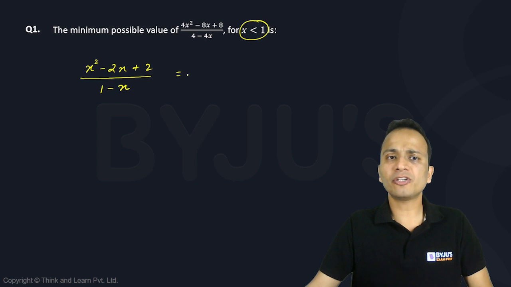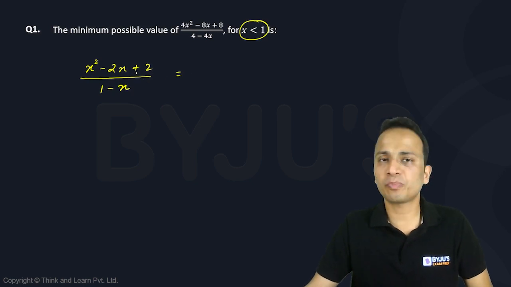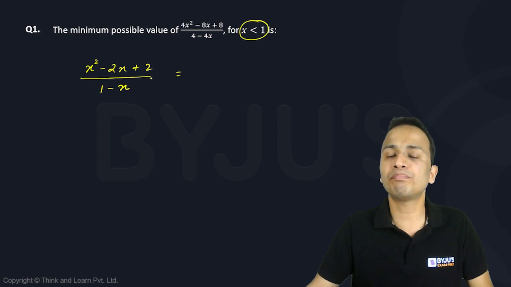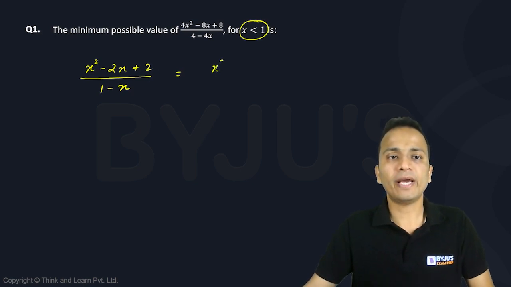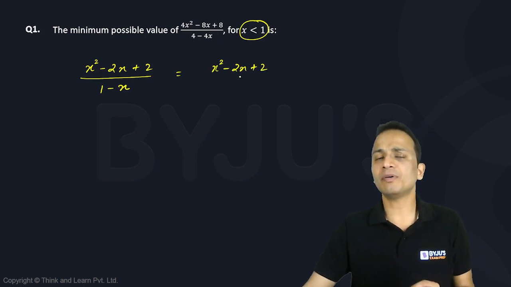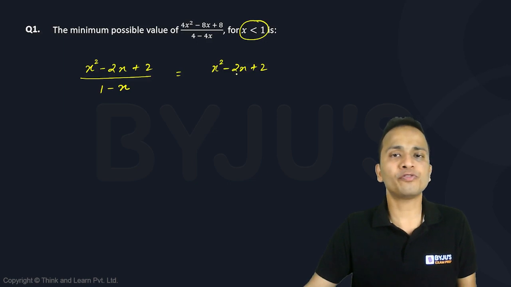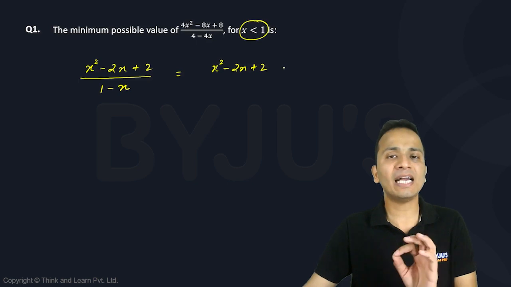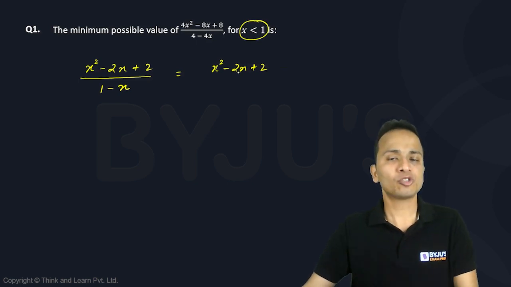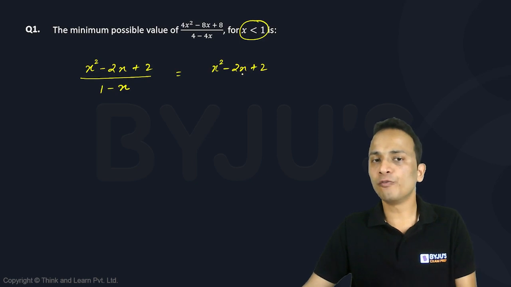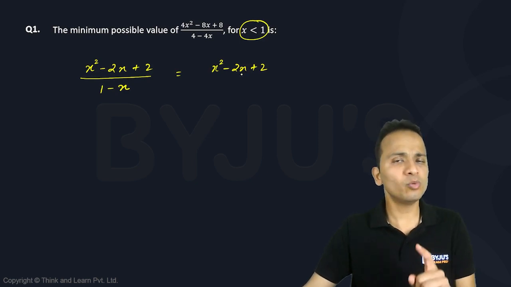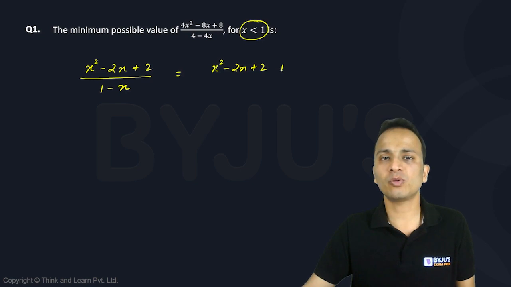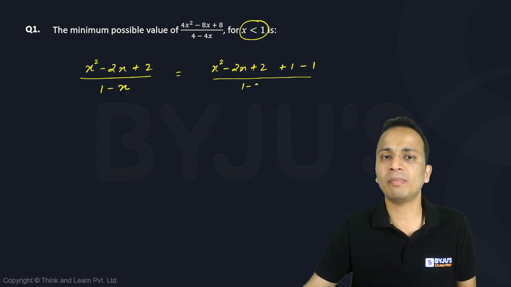All right. Now considering the numerator, it is a quadratic expression. I will convert it in the form of a perfect square. Okay. So x square minus 2x plus 2 is the original expression. Now to convert it into a perfect square, I'll look at the coefficient of x, which is 2. I'll divide it by 2 and then square it and add and subtract that particular value. So 2 is the coefficient of x. So 2 divided by 2 is 1. 1 square is 1. So I'll add 1 and subtract 1. And the denominator will remain as it is, that is 1 minus x.